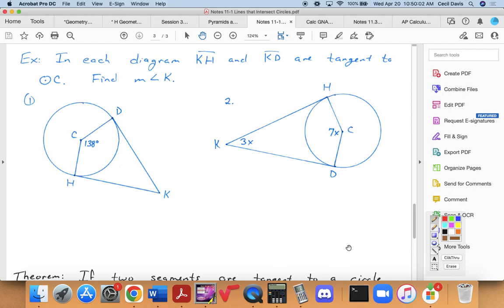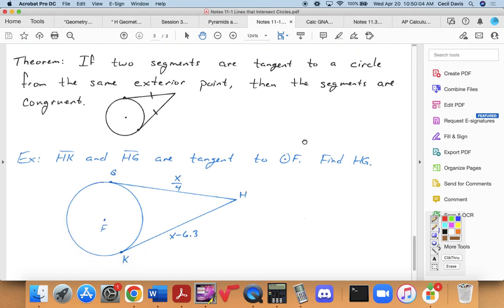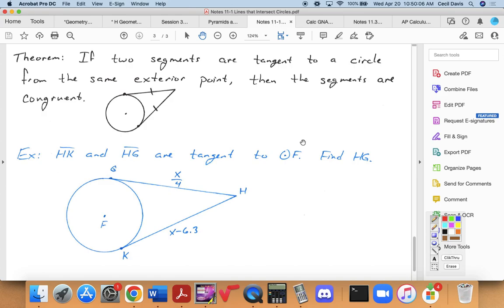The only other theorem we have today is this one. If two segments are tangent to a circle from the same exterior point, then those segments are congruent. I had a student years ago who called that the ice cream cone theorem. If the sides of the ice cream cone weren't the same length, your ice cream would roll out.